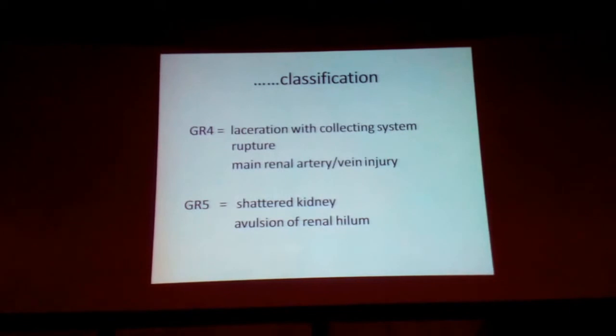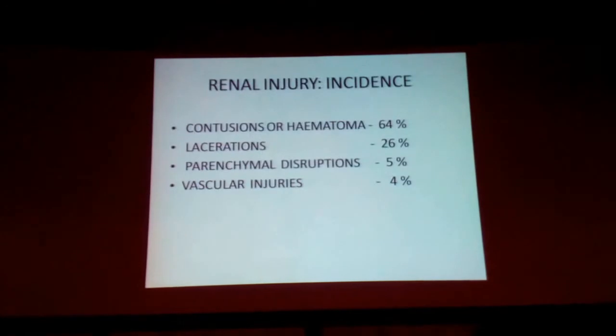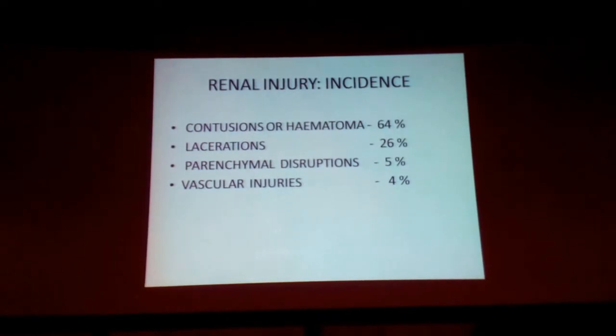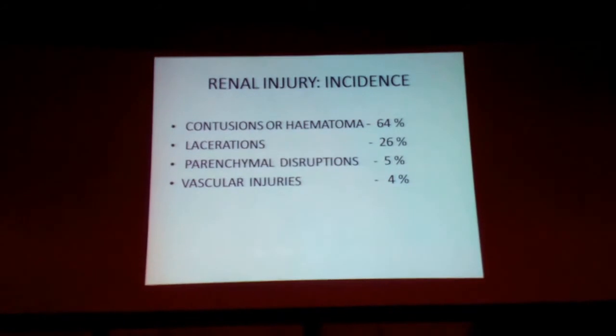In this modified AAST classification, they have brought the shattered kidney, that is a fractured kidney, into grade 4 and shifted the main renal artery and renal vein injury to grade 5. In most of the renal system injuries, kidney injuries, they are mostly contusions, with non-operative management. So they don't require surgeries. Most of them are contusions and lacerations. Parenchymal distortion and vascular injuries are affected.